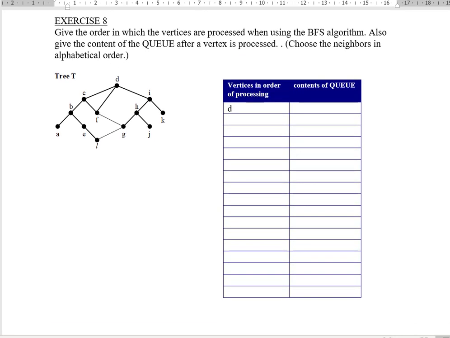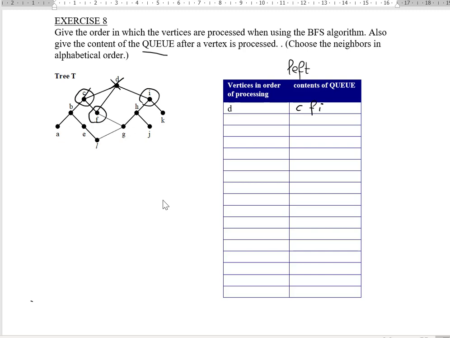Another tree, and now they want us to do it with the breadth first algorithm, so we use a queue, and again in alphabetical order, and we have to start with D. So breadth first, that means using a queue and choosing neighbors, again alphabetical. Okay, we start with D, and if we process it, we cross it, and if we find it and put it on the queue, we circle it. So in this case we have to circle C, F and I. Those are the ones placed on the queue.